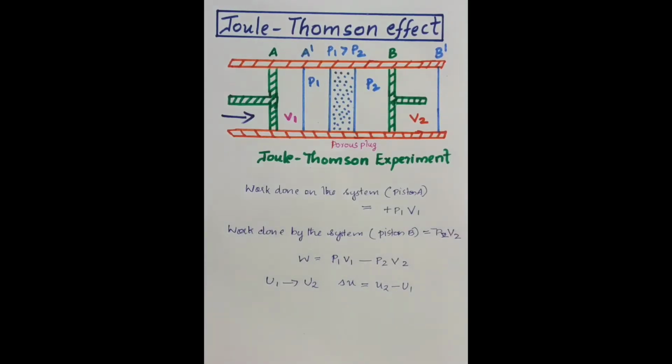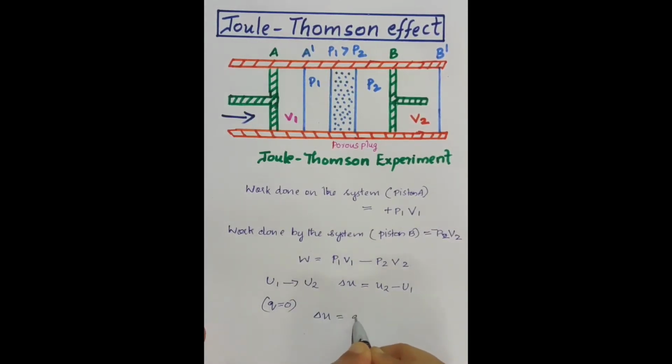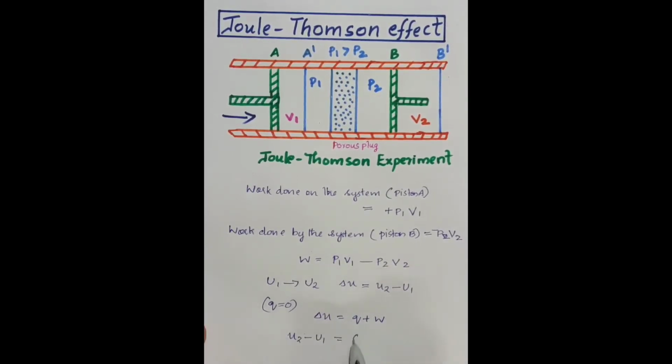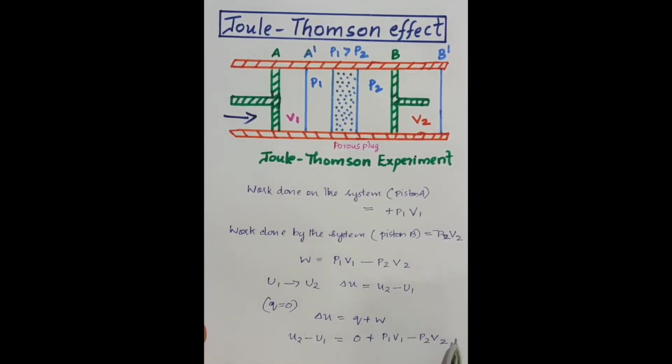Then from the first law, since the process is conducted under adiabatic condition, that means Q is equal to 0. For an adiabatic condition, Q is equal to 0. From the first law, we can write delta U is equal to Q plus W. Delta U means U2 minus U1 is equal to Q, which is 0, plus the net work done, P1 V1 minus P2 V2.